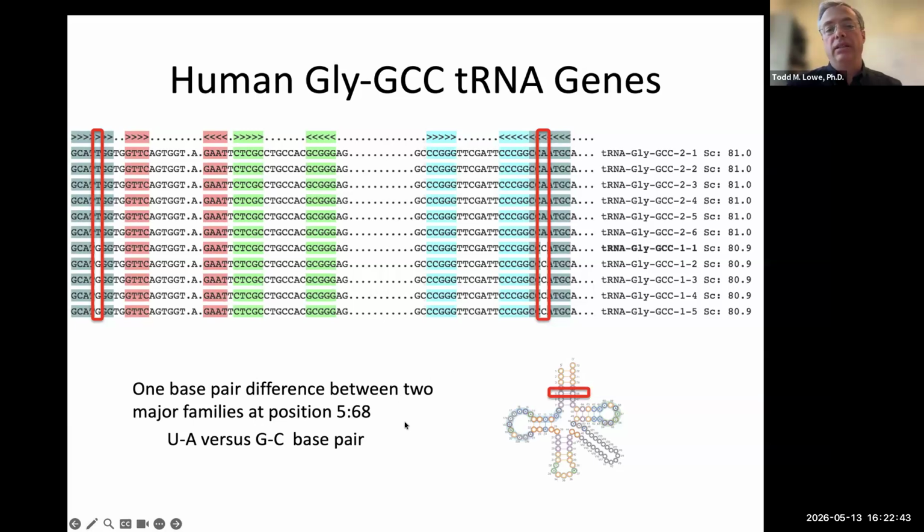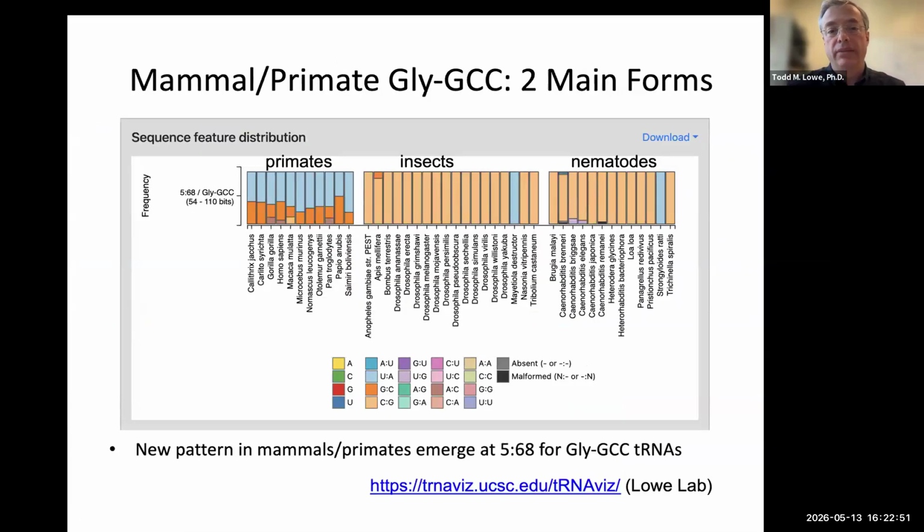Both of these should work fine in translation. We see plenty of other tRNAs with these kinds of changes, and so it's not obvious why we have that difference.